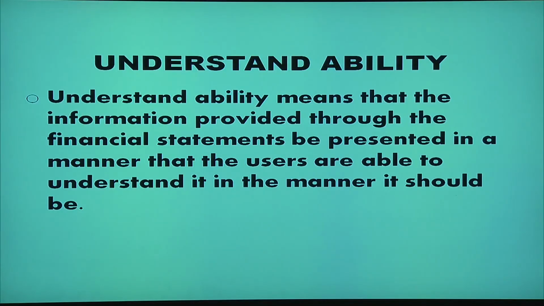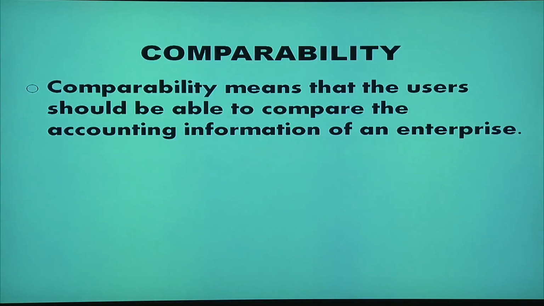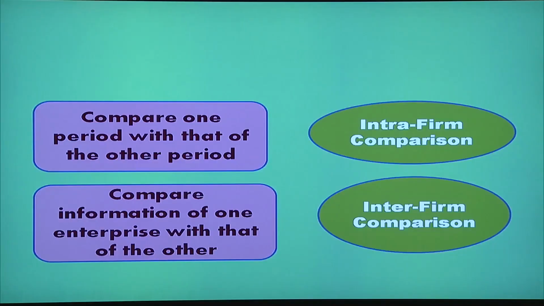Understandability means that the information provided through the financial statements be presented in a manner that the users are able to understand it. Comparability. It means that the user should be able to compare the accounting information of an enterprise. If we are able to compare one period with that of another period, such a comparison can be called intra-firm comparison. Financial statement comparison of one enterprise with that of another enterprise is inter-firm comparison.